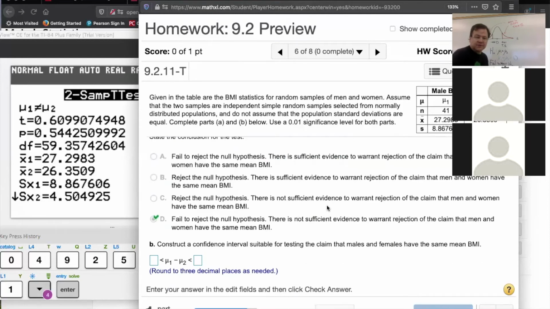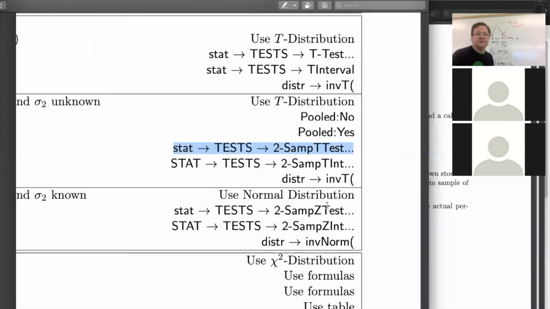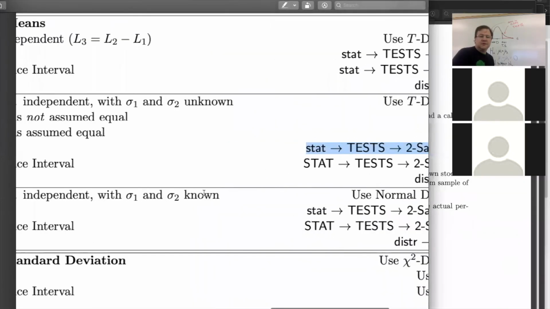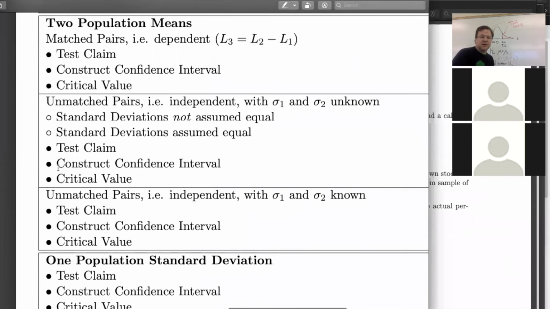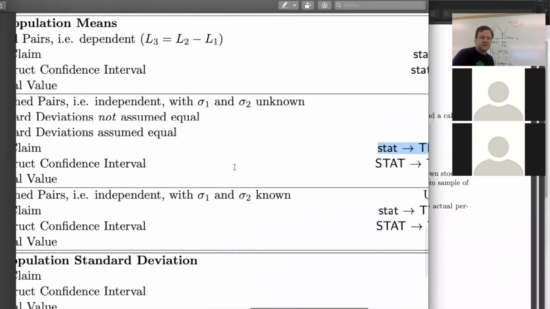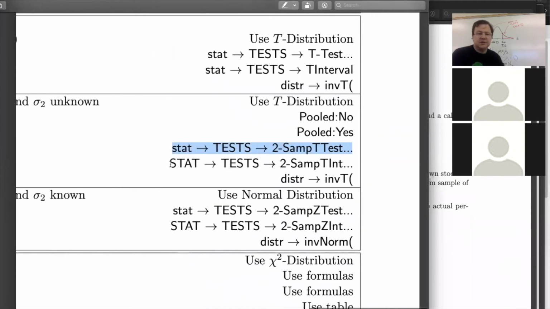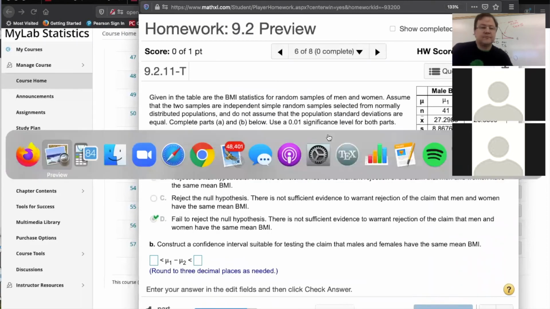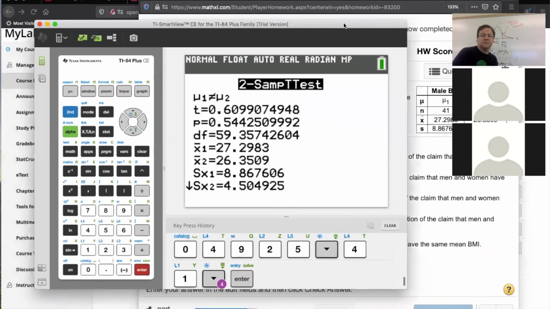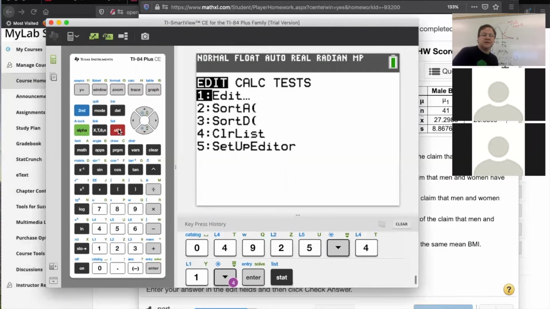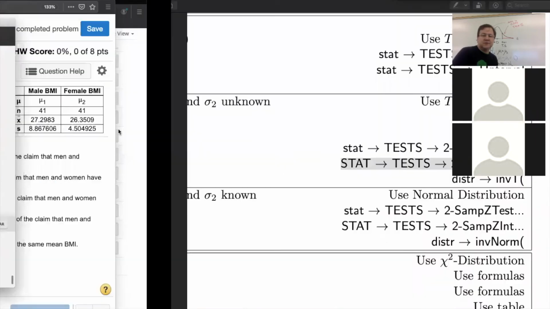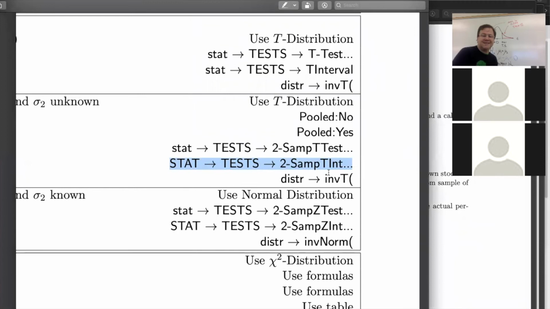Oh, they also want us to construct a confidence interval too? Okay. Well, in that case, you can see in this same section, it also tells you how to construct a confidence interval. You just go to a different function. Let's give that a try. Stat. And then what was it again? 2 sample t int.